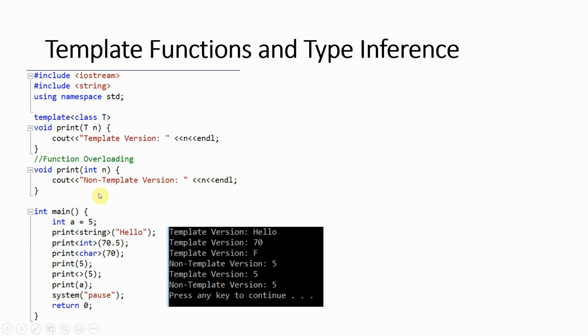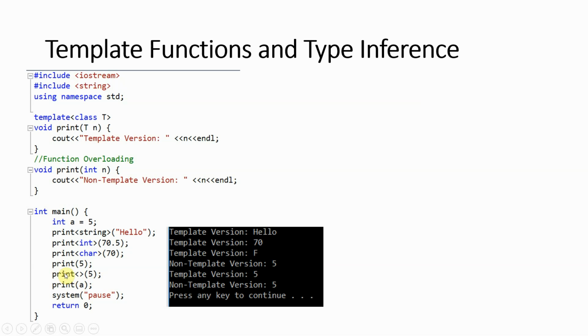Another example here. We have two print functions. One of them is templated, one of them is non-template. Here I'm definitely calling the template function and I'm asking t to be replaced with a string. Here I'm calling the template, t is going to be integer, t is going to be character. How about this one? Which function would it call? It would call the non-template version because this is integer. I didn't specify the data type here, so I don't have any angled bracket with the data type between them.